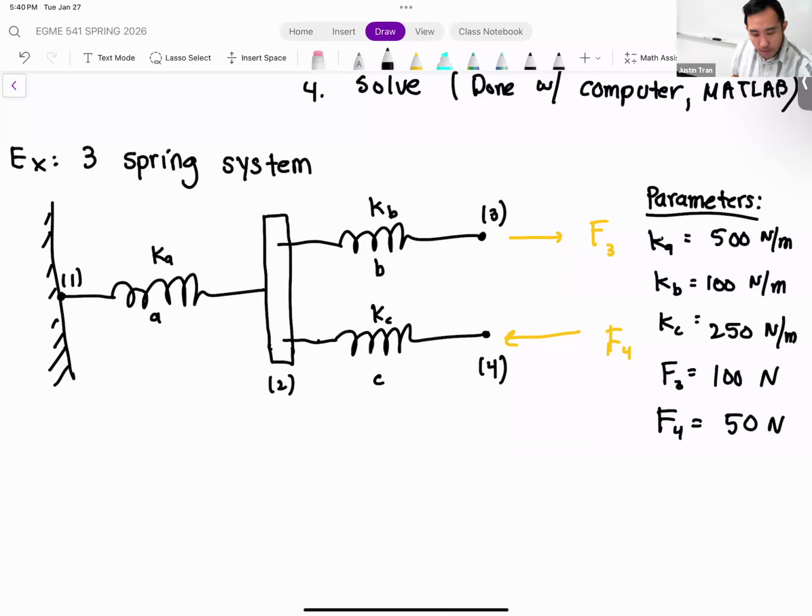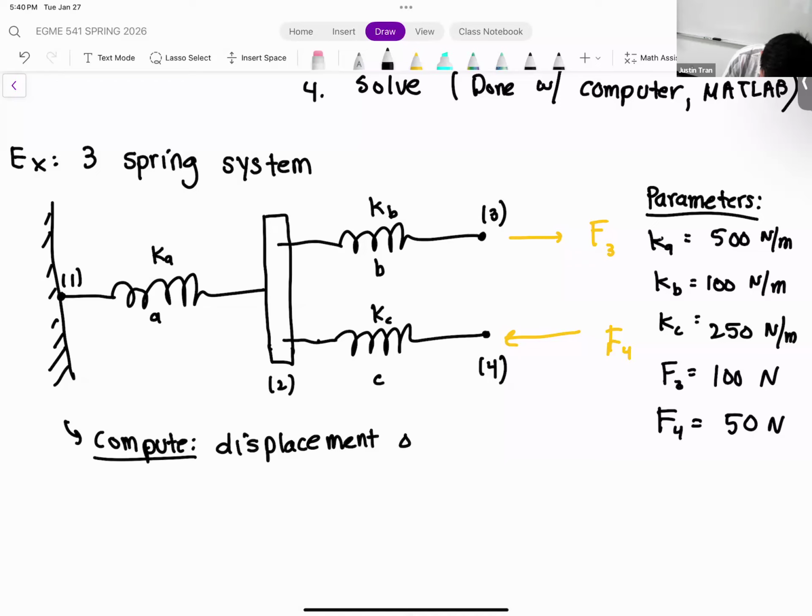For this problem, what we're looking for is to solve for the displacement of all of the nodes in the system. So node 1, node 2, node 3, node 4, we're going to compute the displacement for all of those. And the way we're going to do that is through the finite element method.